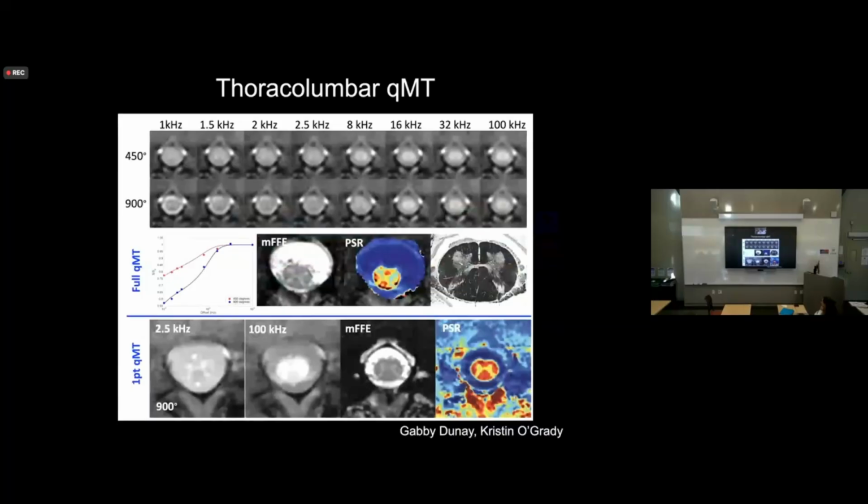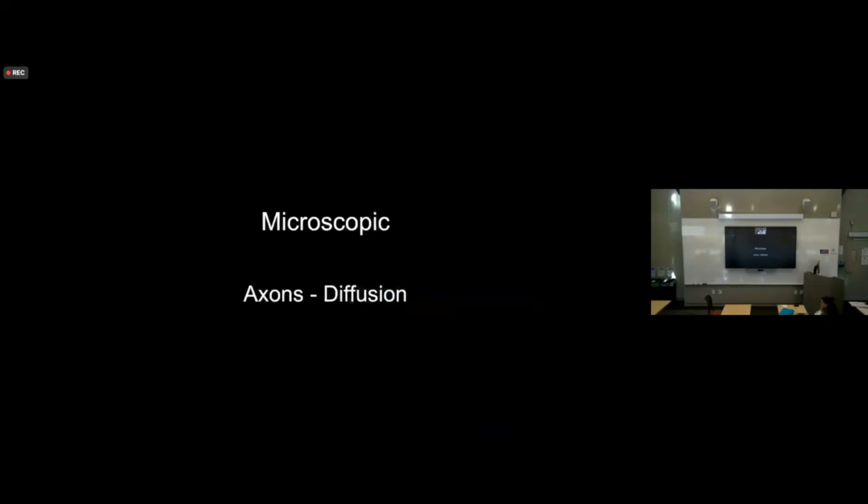But again, considering that the spinal cord is a long linear organ, there are other areas that would be interesting to look at. Some of the work being done by Gabby Dunay in Kristen's lab is to look at the quantitative magnetization transfer of the thoracolumbar cord, because there's a lot of myelination phenomena happening down there, and demyelination as well, that deserves to be looked at because of its implication in walking, bowel and bladder dysfunction, and neurological function loss from the lower segment of the cord.